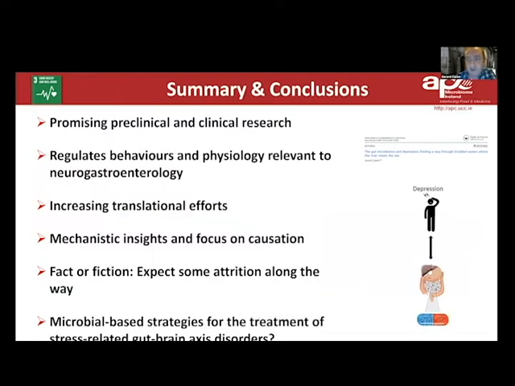So just to summarize and conclude, we've seen a lot of promising preclinical and clinical research that indicates the microbiome regulates behaviors and physiology, which is very important in neurogastroenterology. We need to think about increasing translational efforts. I've given you some examples where that has been both successful and unsuccessful. And it's important to move on to some mechanistic insights, focus more on causation, and then that might help us further establish whether this is fact or fiction.